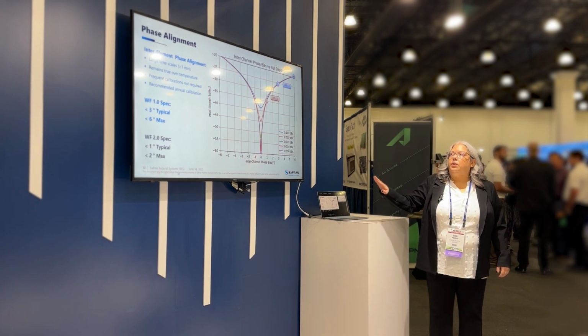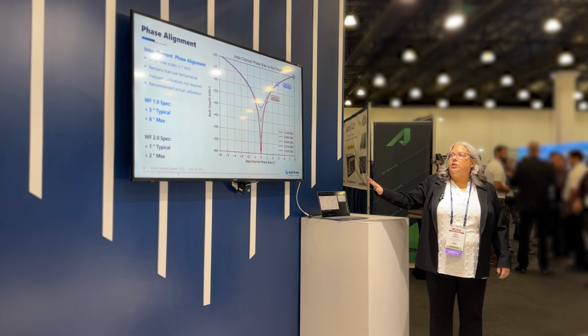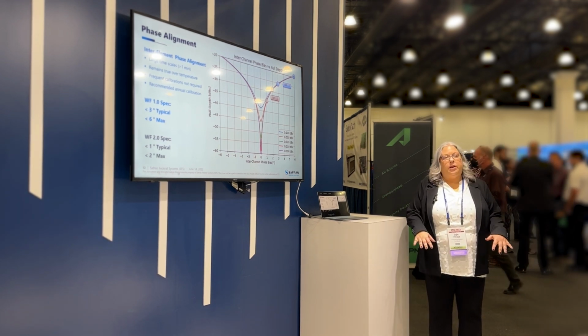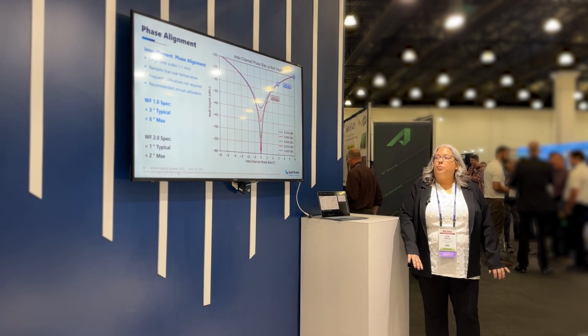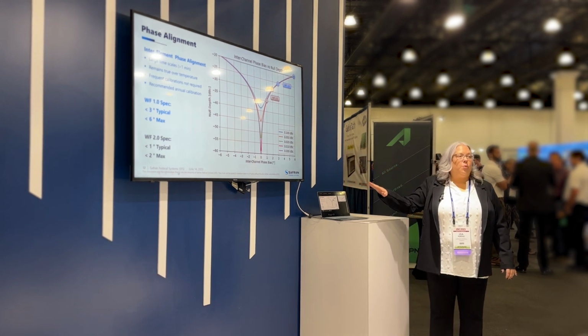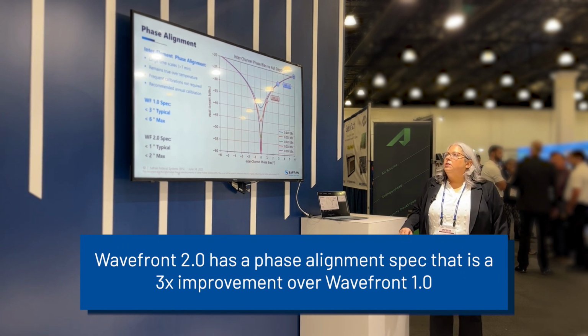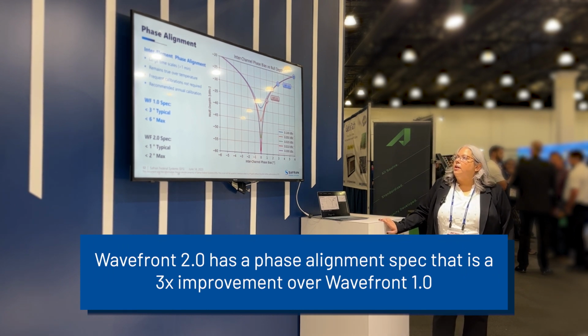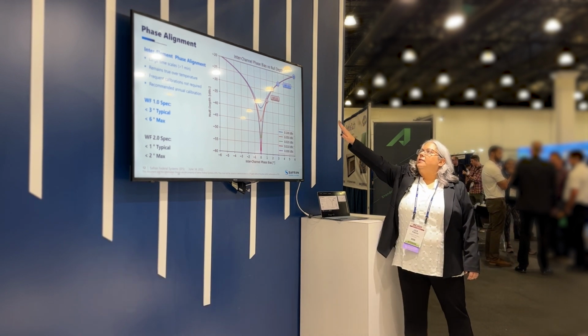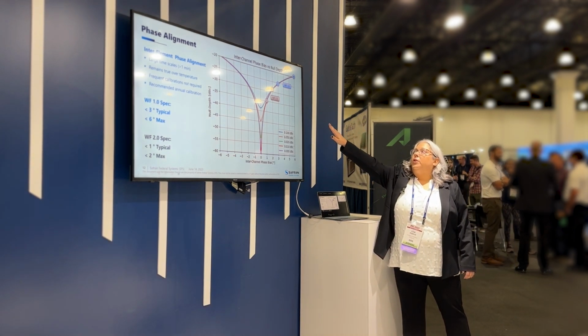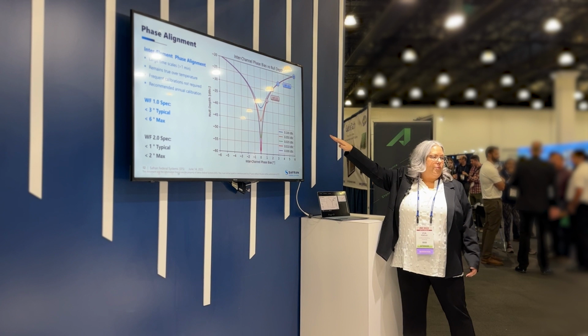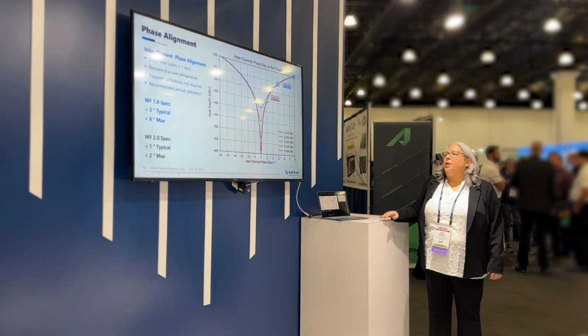We've done some additional calibrations of our radios and added some radio lookup tables in order to improve that to less than 1 degree typical, less than 2 degrees max. So that's what we're seeing here. You can see the max and typical of Wavefront 1.0 and Wavefront 2.0. So you can see that improvement there.